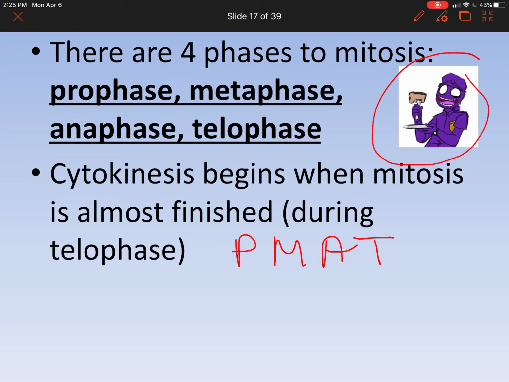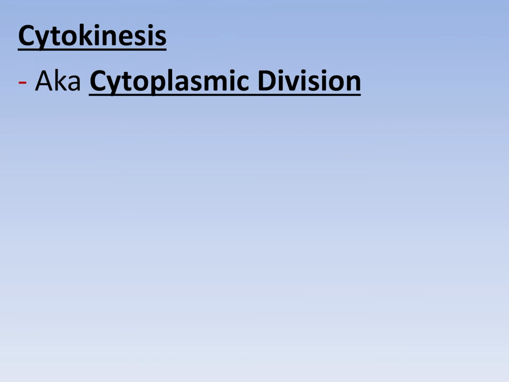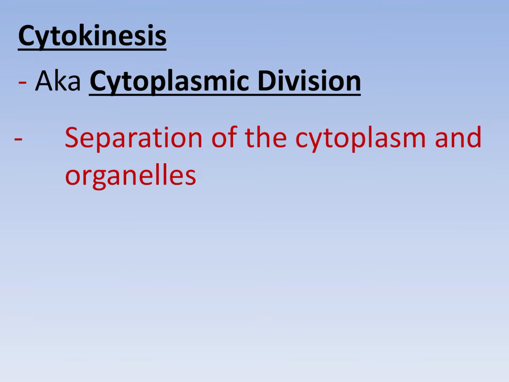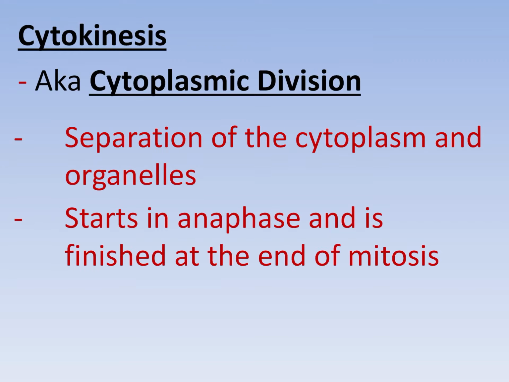Now, cytokinesis begins when the mitosis is almost finished. So this is during telophase here, or during anaphase actually is when it really starts. Okay, so cytokinesis here. So cytokinesis is the second part of our division section here, also known as cytoplasmic division. So those words are interchangeable with each other here. What it is, it's the separation of the cytoplasm and the organelles. So they're going to separate from each other during this phase.